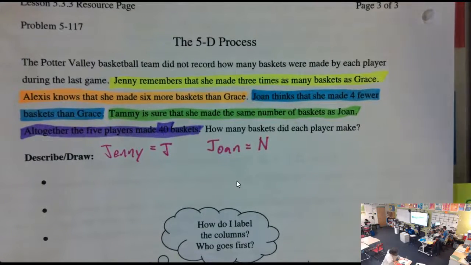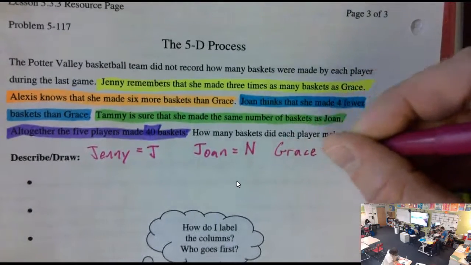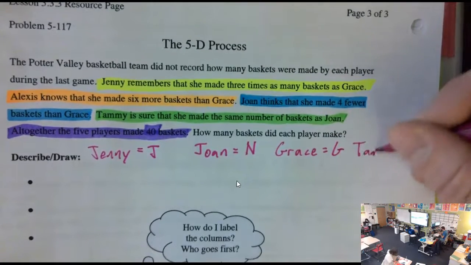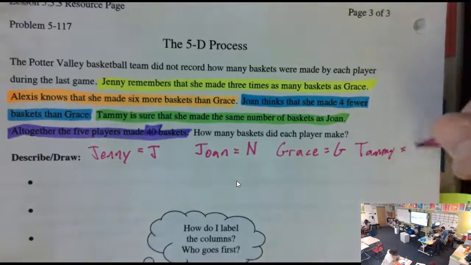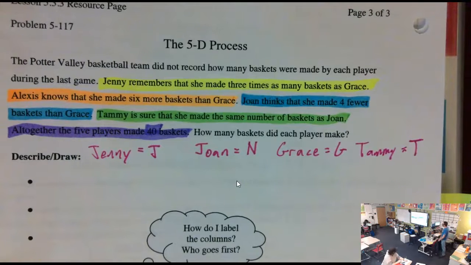So what would we use for Grace? Probably a G because that makes sense. And what would you use for Tammy? Probably a T because that makes sense. So I just wanted to make sure that we're all working with the same variables. Jenny is J, Joan is N, Grace is G, Tammy is T. Let's figure out how many shots they made.